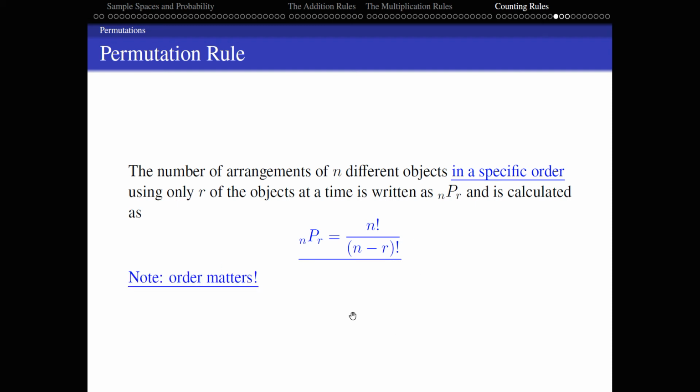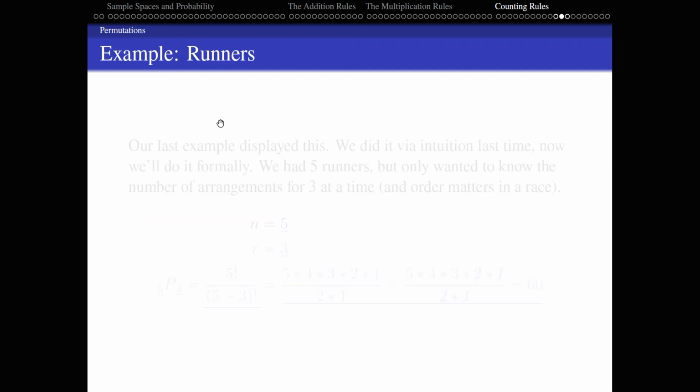Note that order matters here. So this is again saying that person A, person B, person C, if A comes in first place, B comes in second place, C comes in third place, that is different than if C comes in first place, B comes in second place, and A comes in third place. So it matters who comes in first place is what this is talking about.